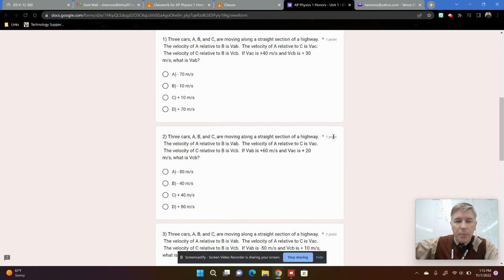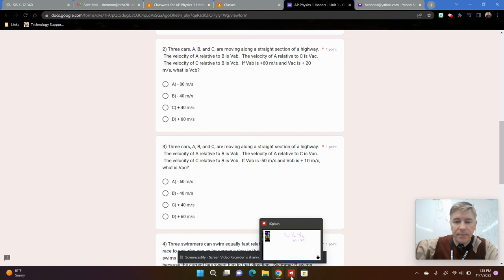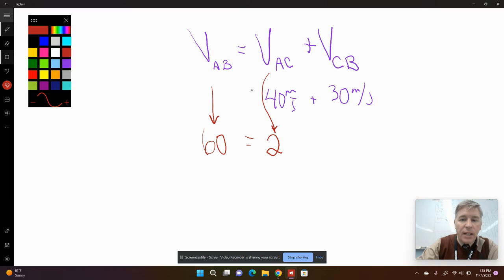Now, they switch things up a little bit in question number two, but a lot of the beginning is the same. So if VAB is 60 and VAC is 20, now we're going to try to find VCB. Okay, so we're trying to find the velocity of car C relative to B. I know VAB is 60 and VAC is 20. VAB, hey, let's switch this out, is 60. And carrying that over, VAC is 20. You're trying to find VCB.